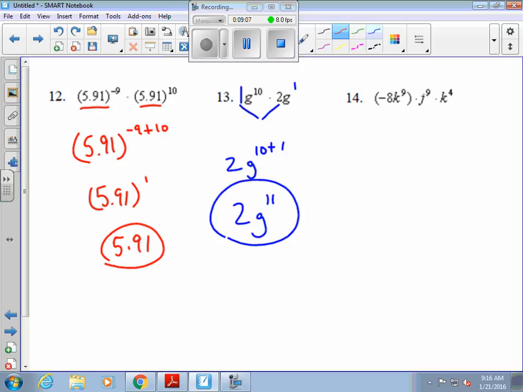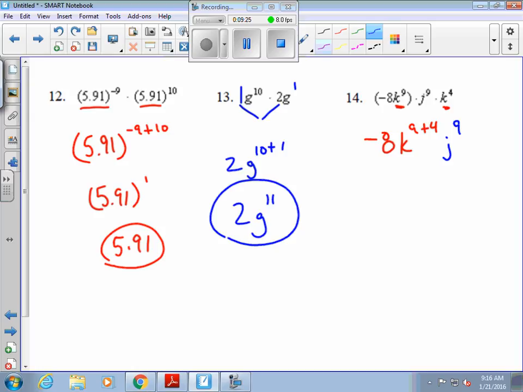So negative 8 times 1 is simply negative 8. Same basis, k and k are multiplying by each other, so you add those exponents, 9 plus 4. J, on the other hand, is not the same base as anything, so it's simply j to the 9th. You leave it just like that.